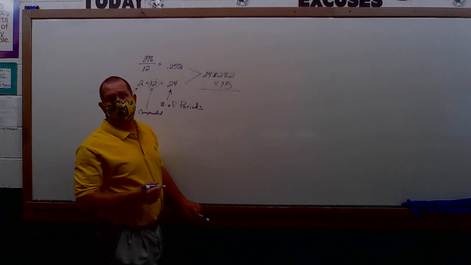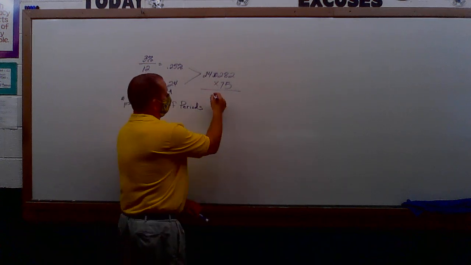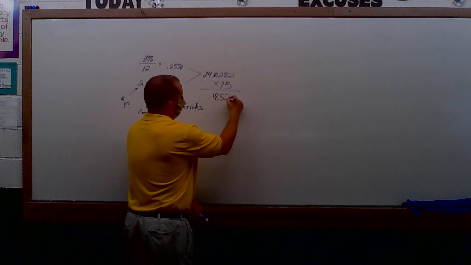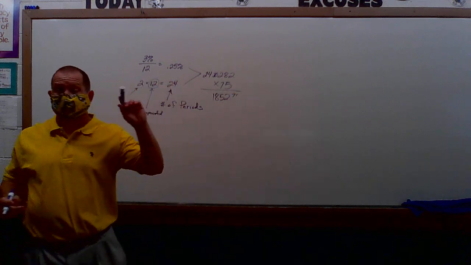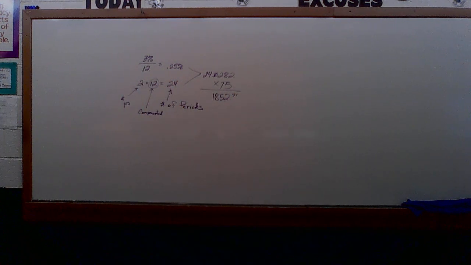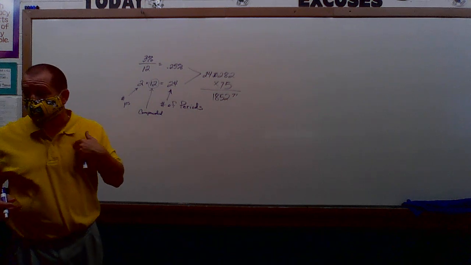Somebody say it louder. 1,852. Okay, so this is what should be in my account. Now, what's the question asked? How much interest? How much of it is interest? Well, how do I know how much I put in?